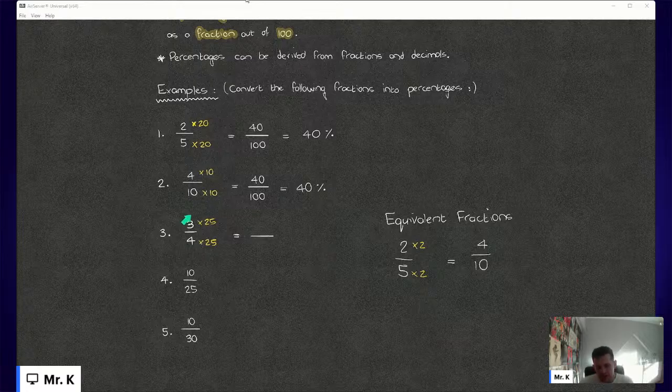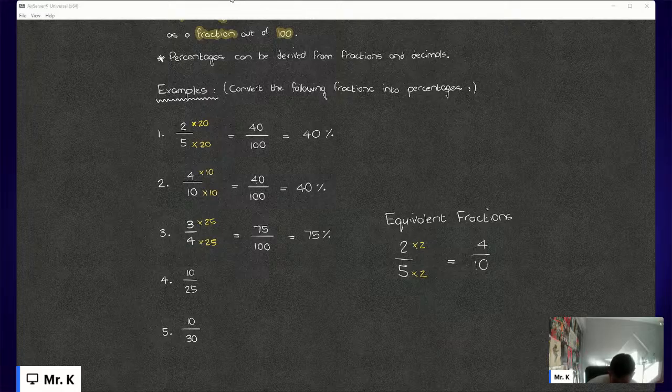In the numerator, 3 times 25 is going to give me 75, and 4 times 25 in the denominator gives me 100. So it's very important that we get this step of changing our fraction correct, right? Because now 75/100 can be written simply as 75%.